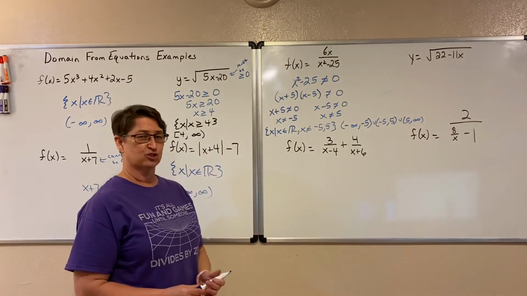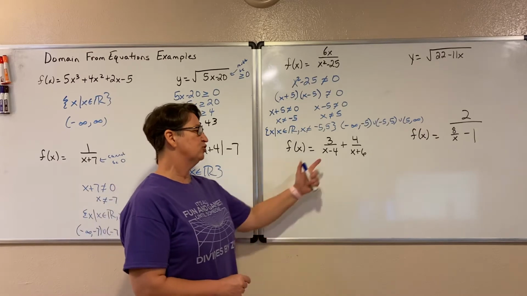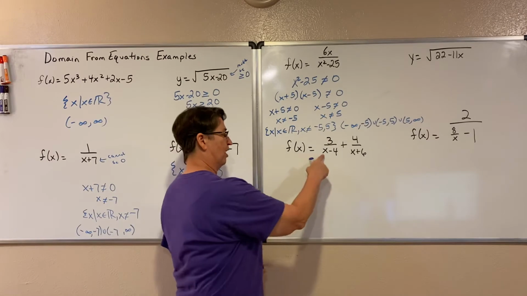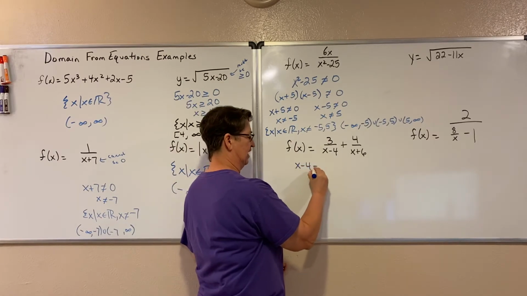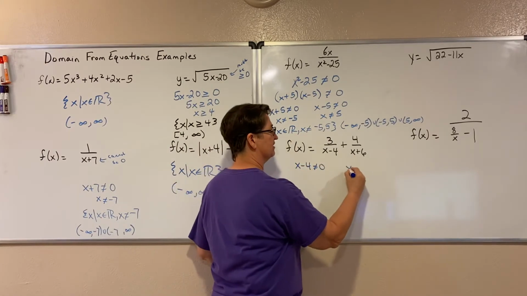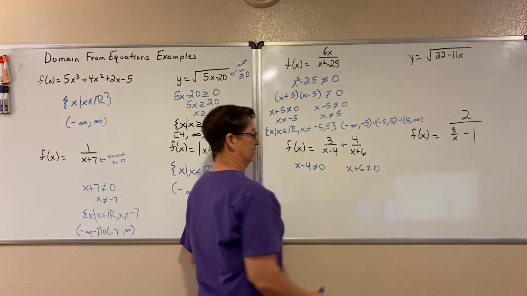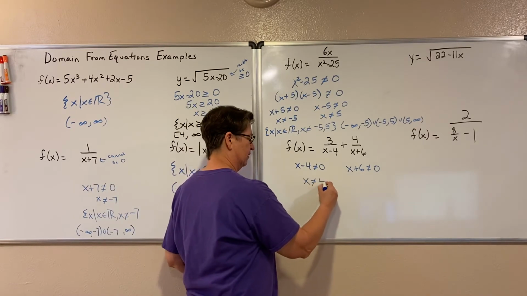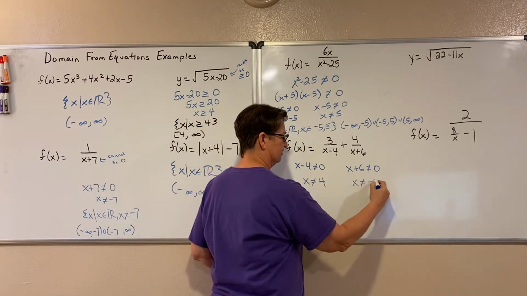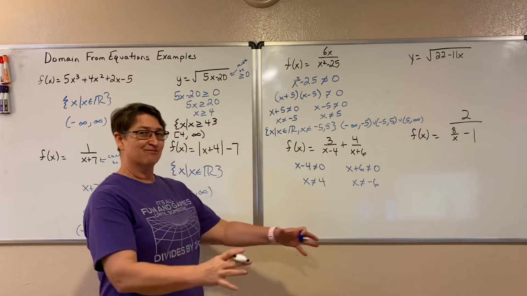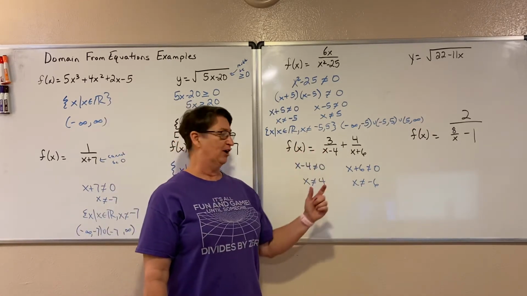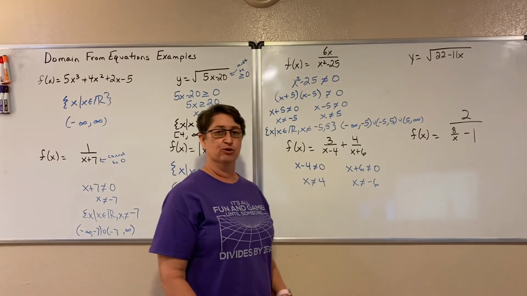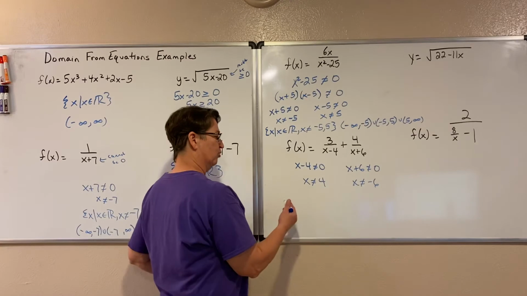Here I have another rational function. In this case, I have two denominators. Neither one of them can be equal to 0. So I'm going to take my first one and say it cannot be equal to 0. And I'm going to take my second one and say it cannot be equal to 0. I'm going to solve for both, add 4 to both sides, subtract 6 from both sides. X can be any value. I can input any other value. I just cannot input 4 and I cannot input -6 and get out a real number. If I put in 4 or -6, it will be undefined.